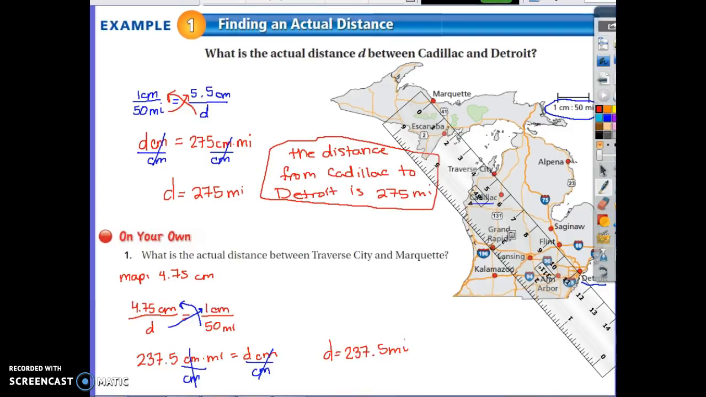What I found is that the distance d between the two cities is 237.5 miles. And then, of course, you would take this answer and write it in a complete sentence.